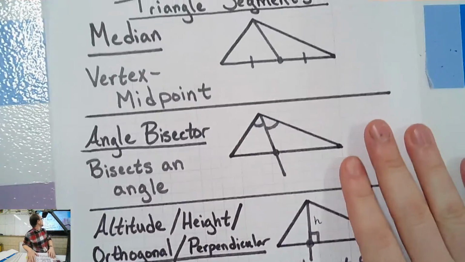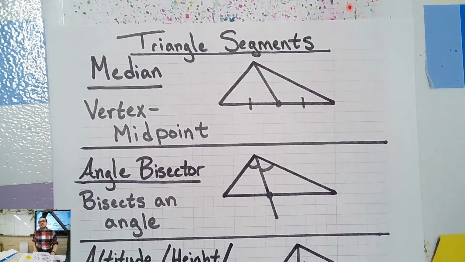Alrighty, so let's talk about special segments and triangles. Yay. Special segments. Now, we already know about some triangle segments, right? We learned about mid-segments last week when we did that one proof. Remember, a mid-segment is when we connect the medians together.